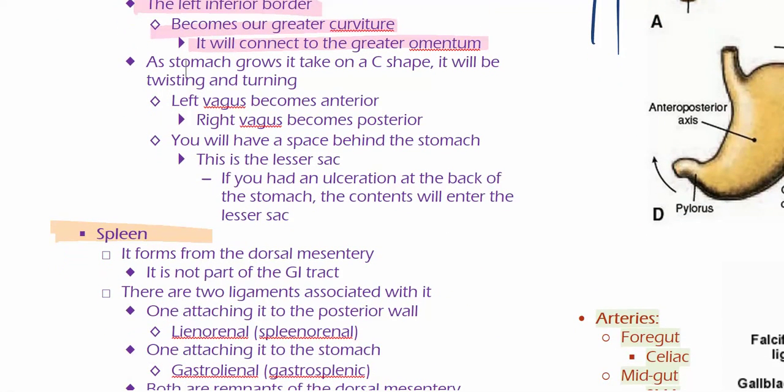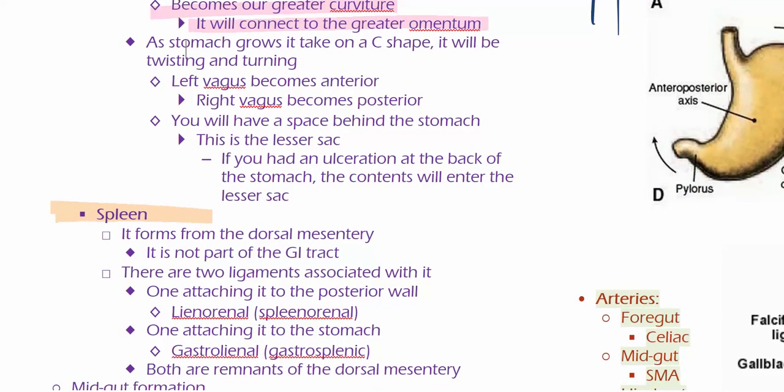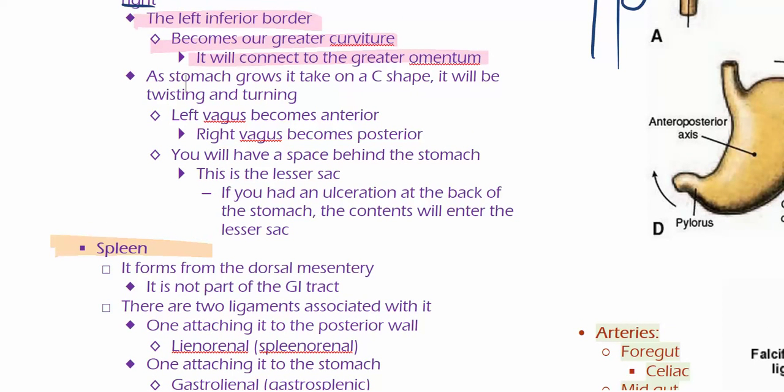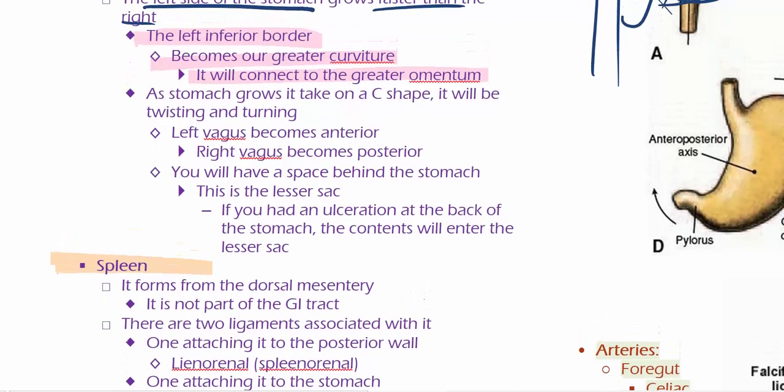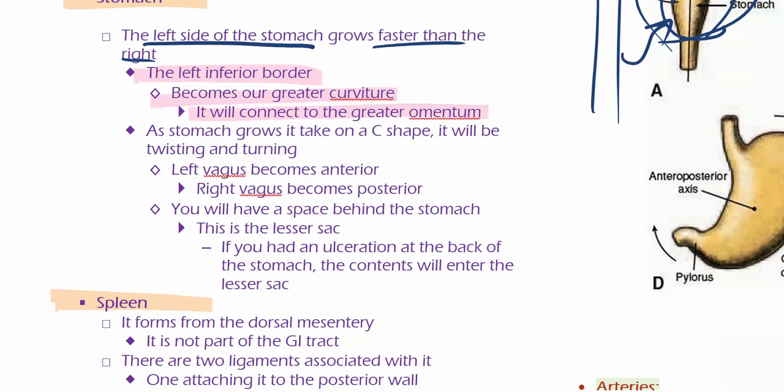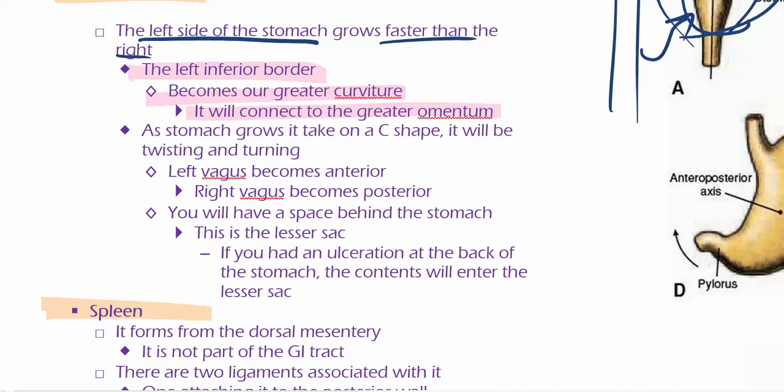What happens when the migration of the ventral pancreatic bud is wrong, like when it doesn't migrate well? You get annular pancreas, which cuts off the duodenum. So what will be the symptoms of this? There will be no bowel movements, and you'll throw up what you eat. Okay, that's right. So what we're saying is that the left side of the stomach grows faster than the right side. That's why we get this little C shape. As the stomach is growing, it gets this C shape, right?